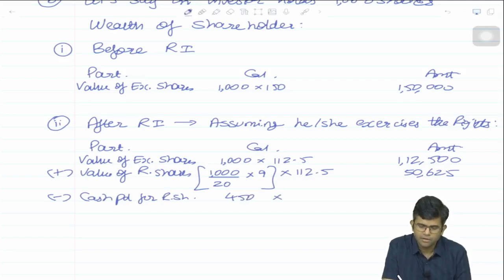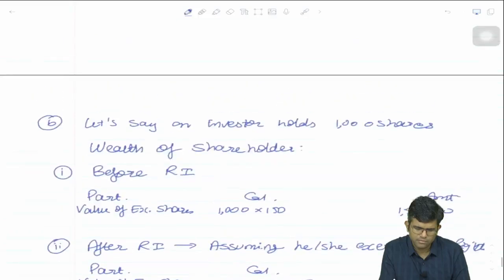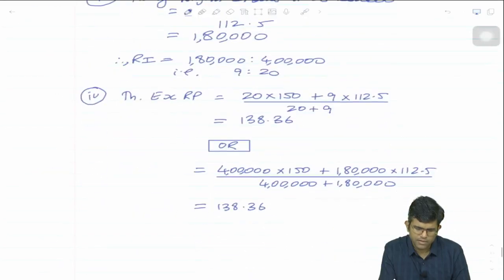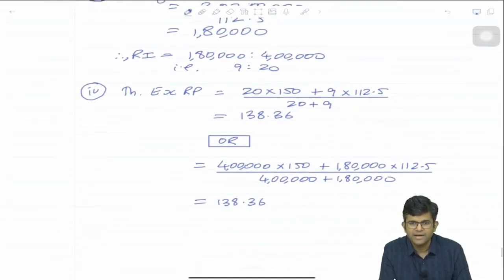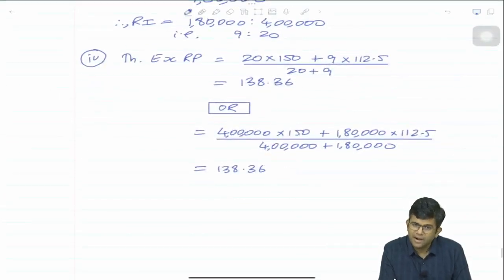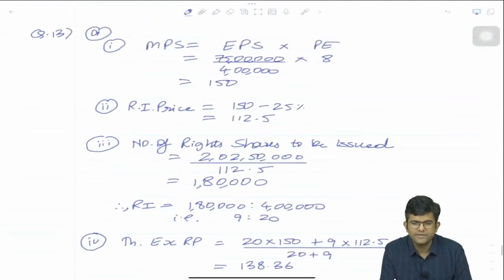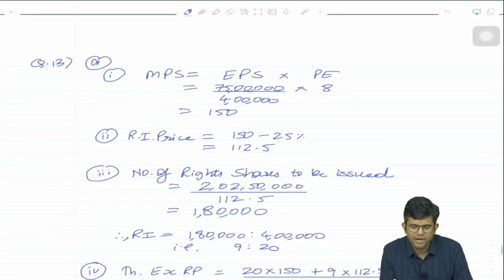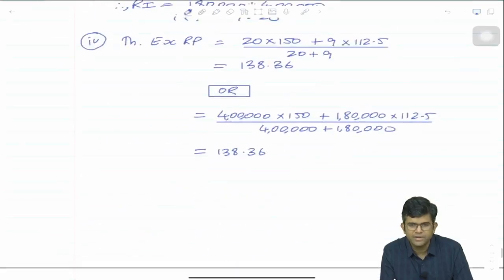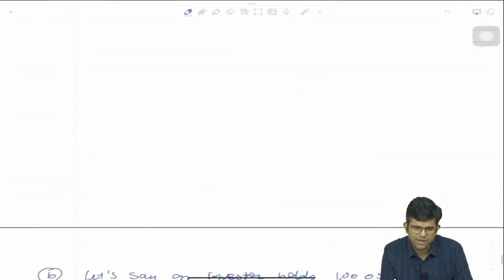For students, I think one thing I have done wrong. I'm so sorry. The X rights price is not 112.5. The X rights price is 138. 112.5 was the issue price. Everyone remembers? The value of the shares after the issue will not be 112.5. It will be 138.36. Everyone, are you able to understand? By mistake we took it here.